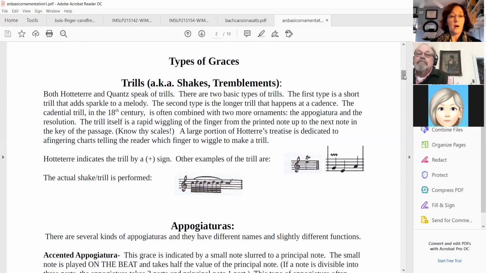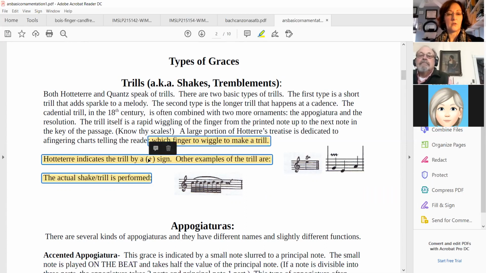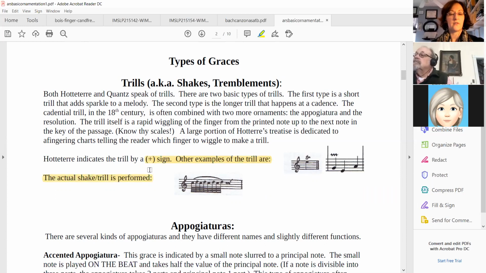There are several ways to indicate a trill, so this can be confusing if you're not sure what you're looking at. Hotteterre would indicate the trill with a plus sign. So we've got that little plus sign there. Some composers use the little TR to indicate a trill, and others will use this little squiggle. The little squiggle might have several ups and downs, or it might just have two. It's just a quick little squiggle.